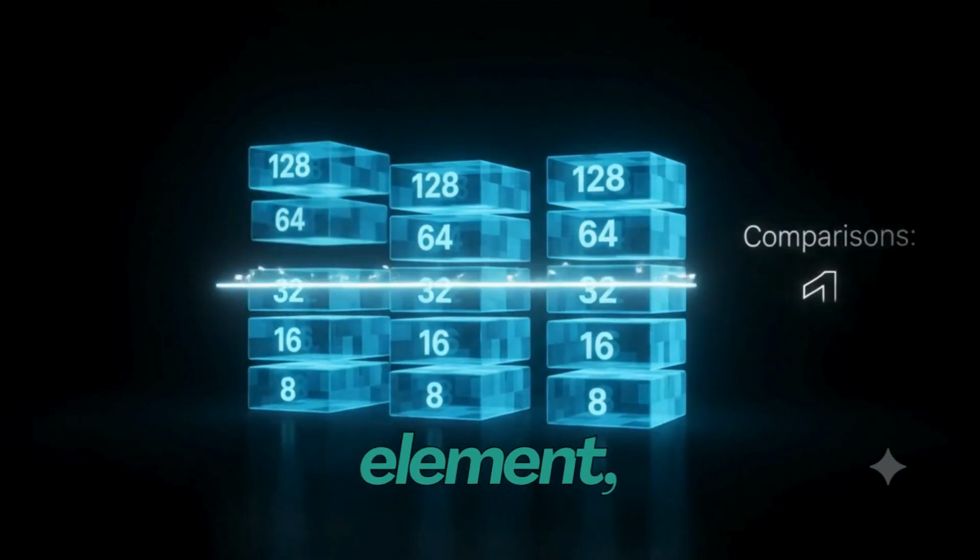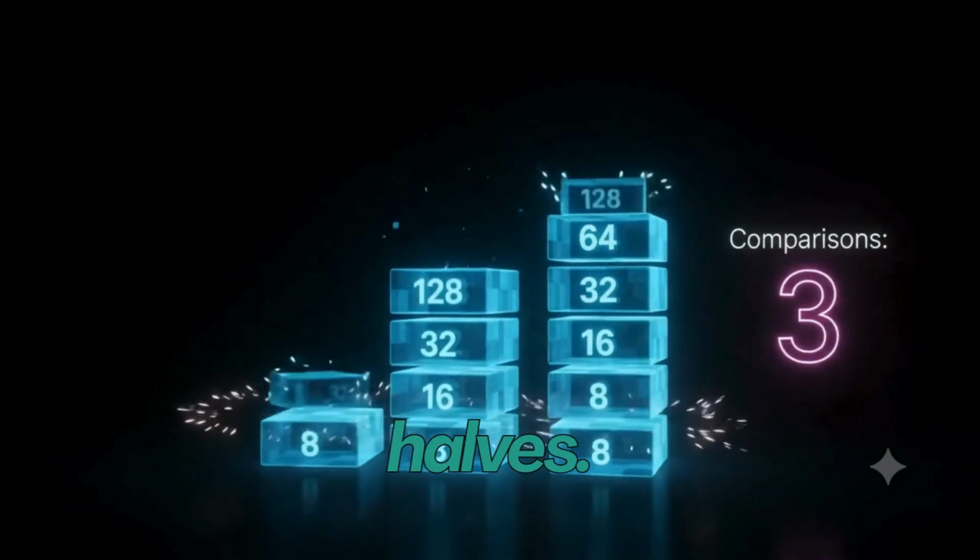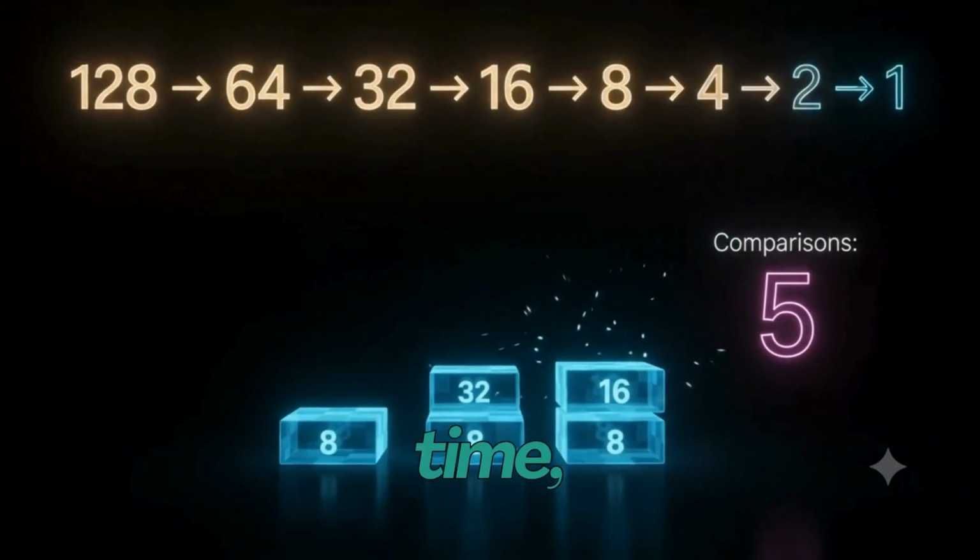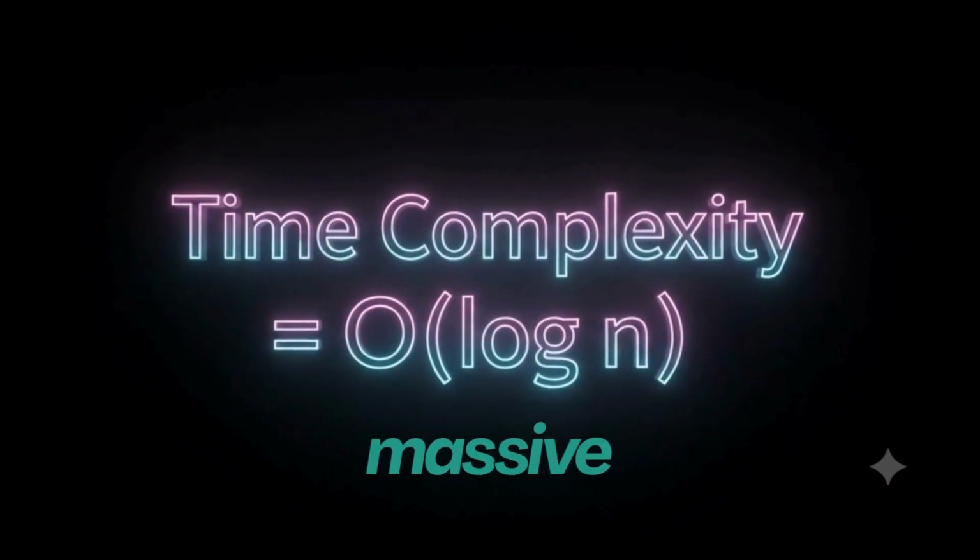Instead of checking every element, binary search keeps cutting the data into halves. That's why it runs in logarithmic time, making it incredibly efficient even for massive datasets.